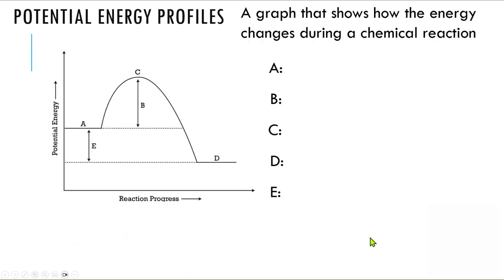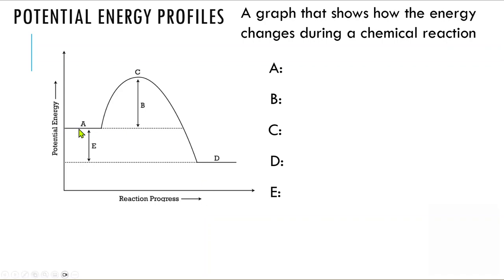All right, moving right along. Last thing we're going to talk about, second to last thing, potential energy profiles. A potential energy profile is a graph that shows how energy changes during a chemical reaction. There are 5 sections or segments of this graph, A, B, C, D, and E. If we look at the y-axis, it's potential energy, and the x-axis is reaction progress, or essentially time.